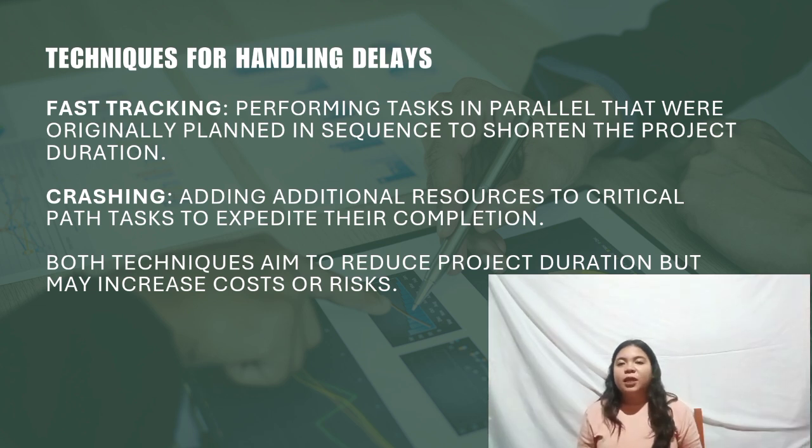Second is crashing. Crashing is the process of adding extra resources to critical path tasks to complete them faster. This could mean hiring more workers, paying for overtime, or using faster equipment. For example, if a software development team is falling behind schedule, the manager might add more developers to the team or have the current team work overtime to complete the coding task faster.